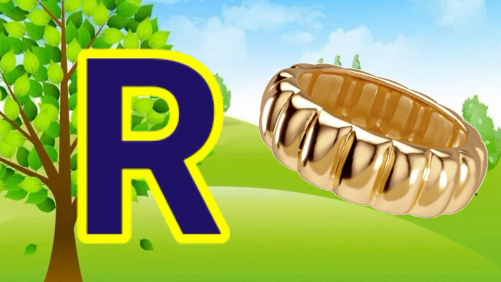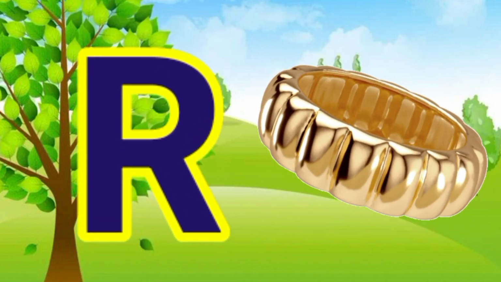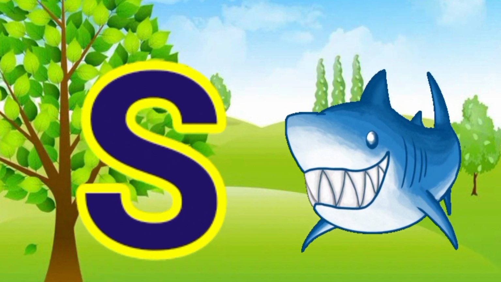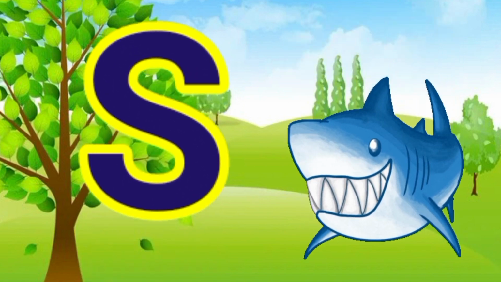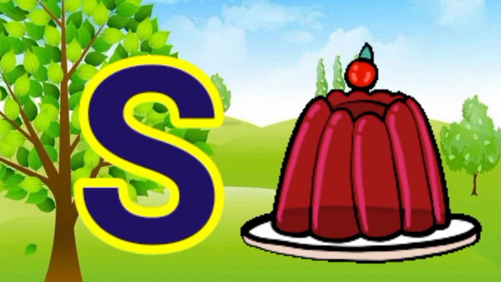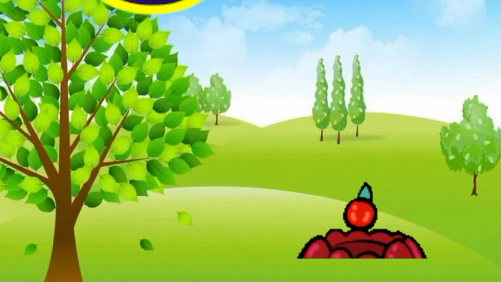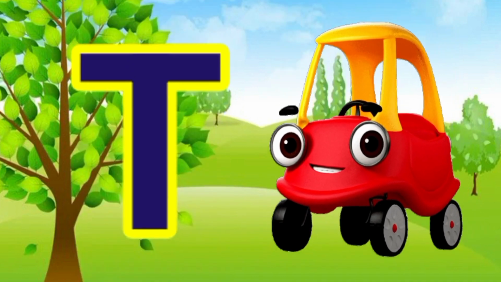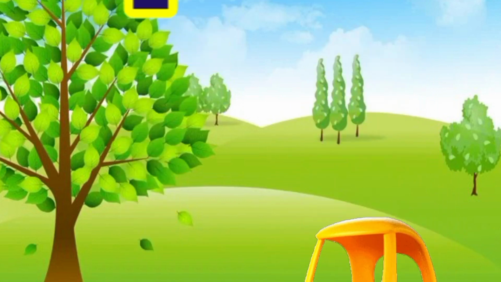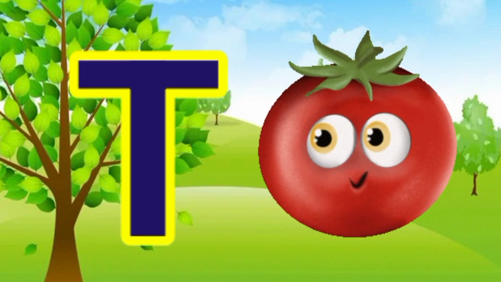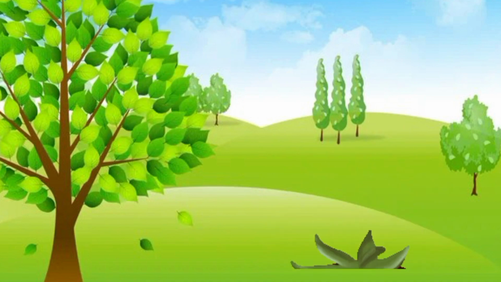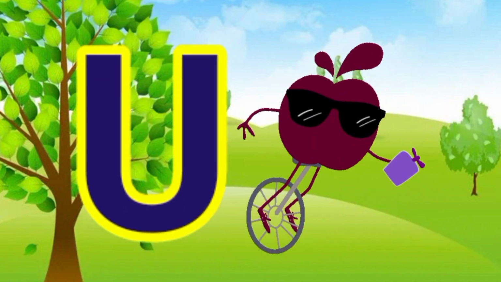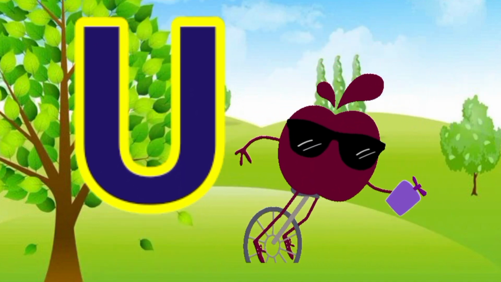R for ring. R for ring. S for shark. S for shark. S for sweets. S for sweets. T for toy. T for toy. T for tomato. T for tomato. U for unicycle. U for unicycle.